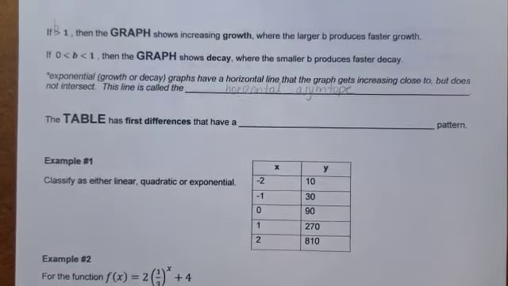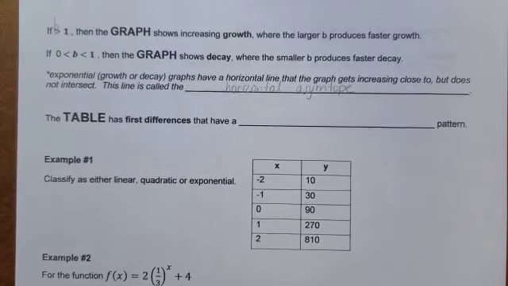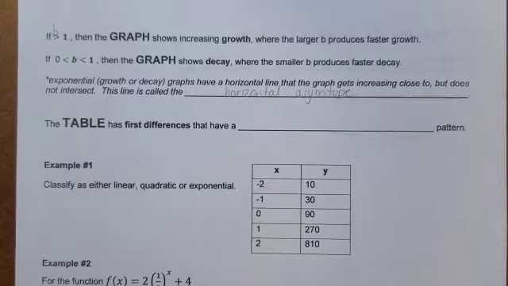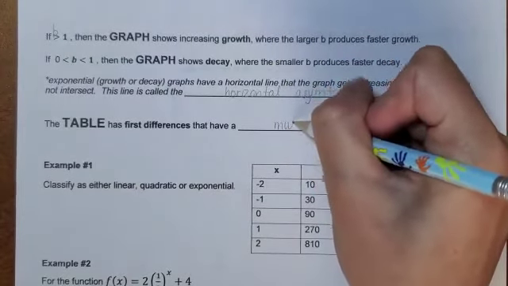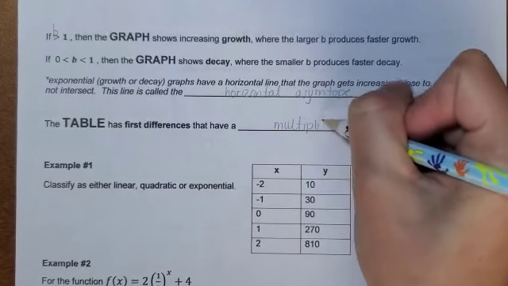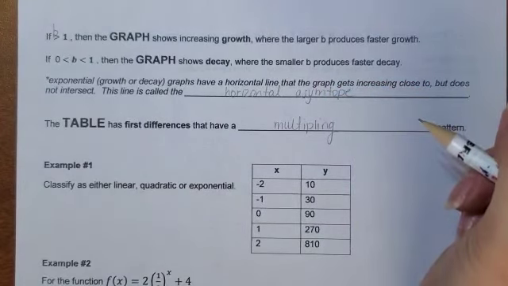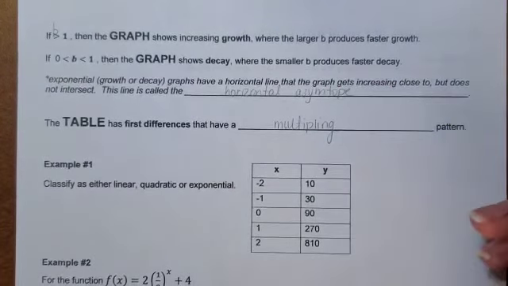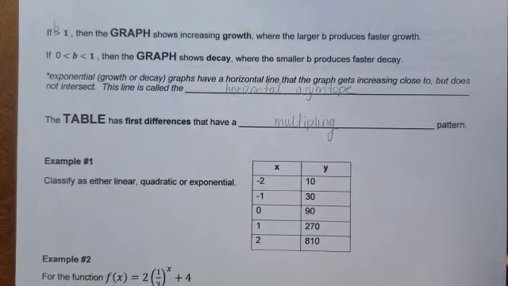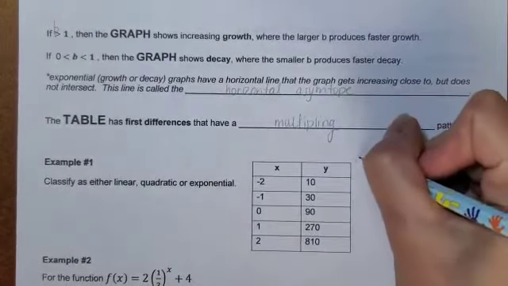So the table has first differences that have a multiplying pattern. So let's look at this example. Classify as either linear, quadratic, or exponential. So first, to test linear, we're looking at the first difference test.